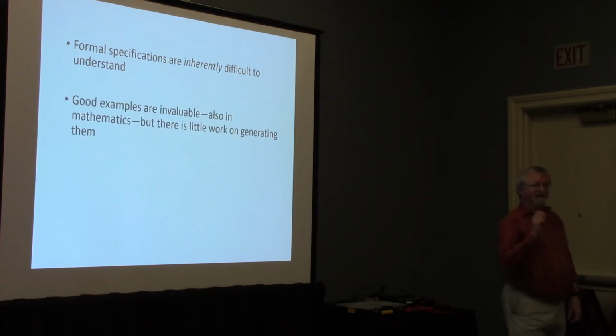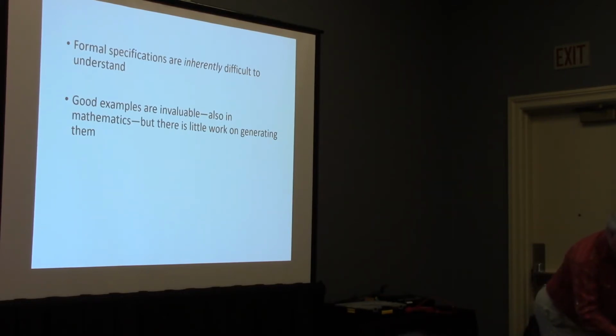Good examples are invaluable for understanding what a spec says or what code does. And it's no wonder mathematicians have been using examples for centuries, right? It's an important part of explaining abstract ideas. But while there's been a whole lot of work on automating parts of mathematics, there's been virtually no work on automating the choice of good examples. But here we have a way of doing it.